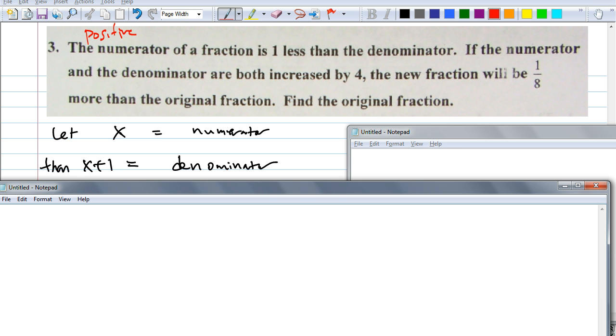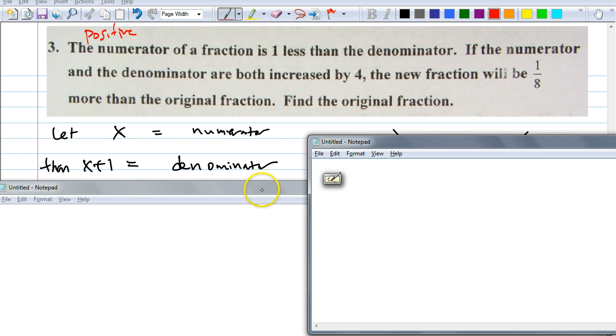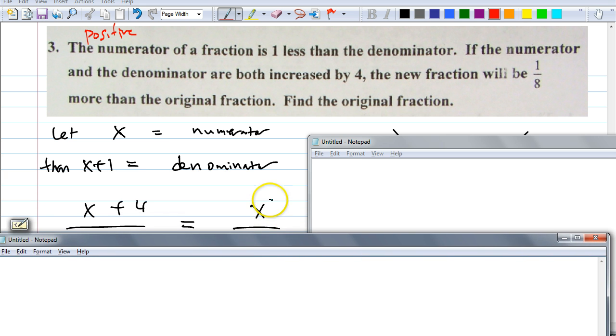Good, I like that. That's our original fraction, isn't that right? Our original fraction is x over x plus 1 because x is the numerator, x plus 1 is the denominator. Then what do they want you to do with that? They want you to add 4 to both the numerator and the denominator. Tell me what to write. So it'd be x plus 4, and then x plus 1 plus 4, which is really just x plus 5.